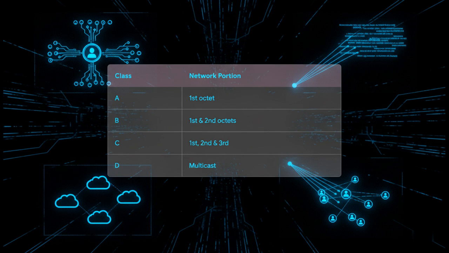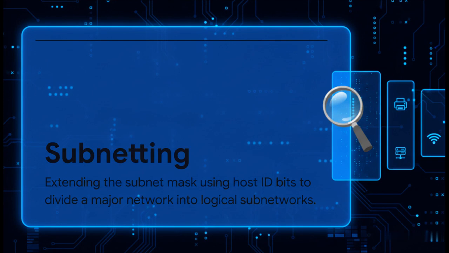Oh, and Class D? Interestingly enough, that's reserved entirely for multicast traffic, like streaming a single live video feed to thousands of users all at the same exact time. But let's be real, a raw Class A or B network is usually way too big and chaotic to manage, and that is exactly where subnetting comes in.